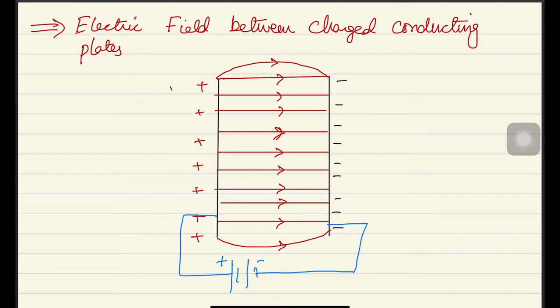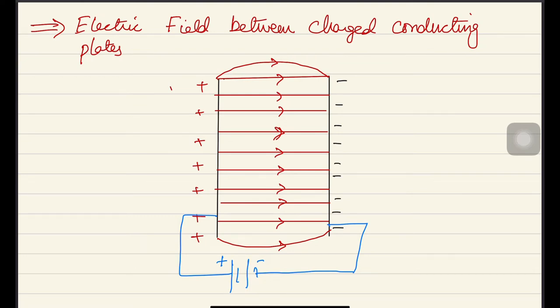These are the three examples of the electric field. First, we have discussed the electric field due to a point charge, then the charged conducting sphere, and thirdly, the field between the two conducting charged plates. One is positive and the other one is negative. One thing you have to note here is that the strength of the electric field in this whole region will be constant. Strength means the electric force.